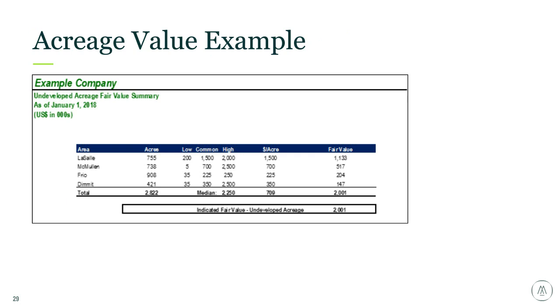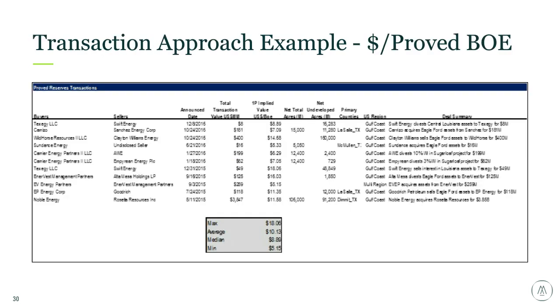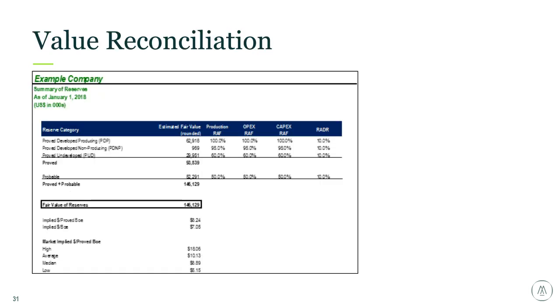And total transaction analysis of a particular deal. It happened to be a Gulf Coast deal. The median reserves were right at $9 a BOE. And then a reconciliation. And the numbers on top you're looking at are based on discounted cash flow analysis.